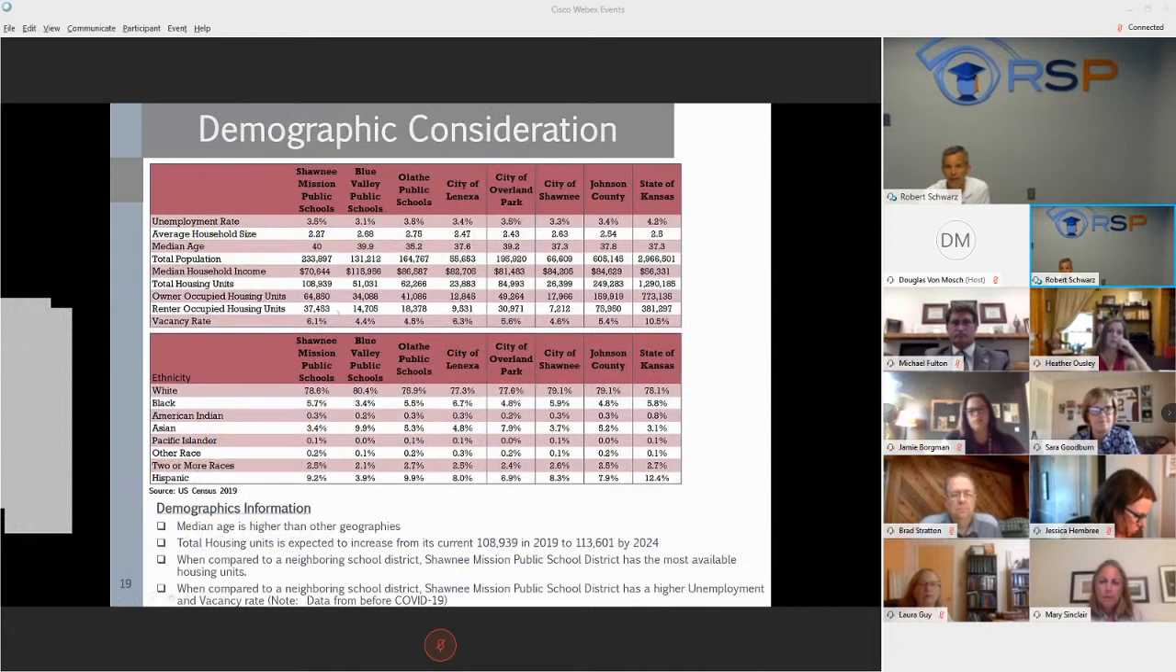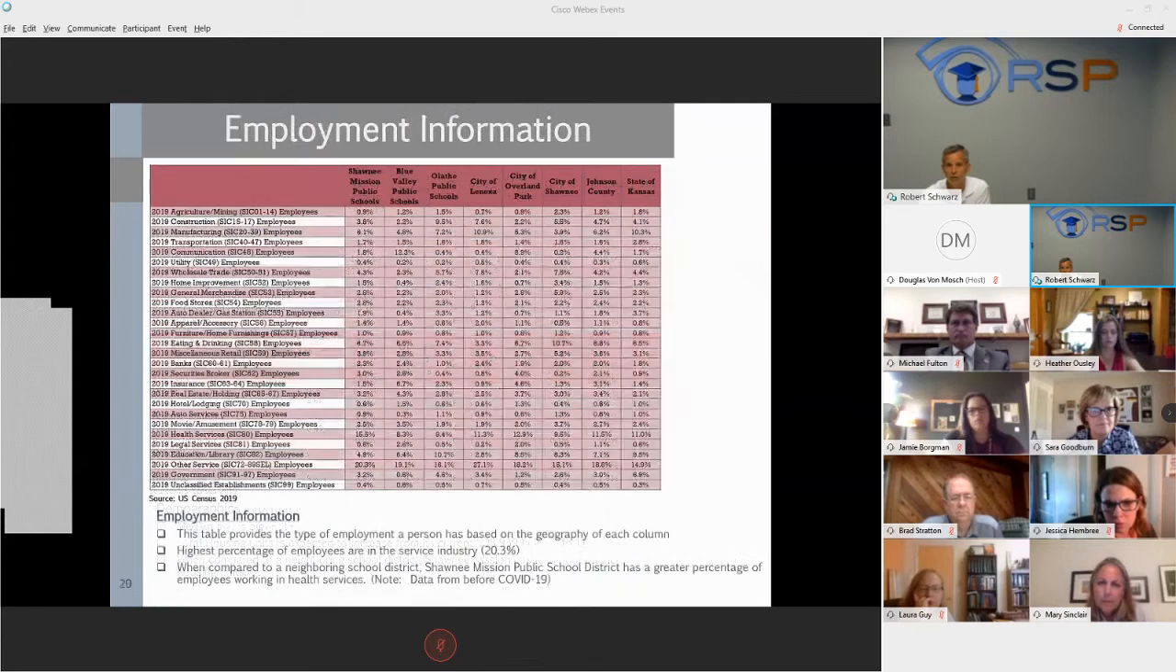We give you a breakdown for some understanding of what those variables would be in respect to other neighboring districts, like Blue Valley and Olathe, as well as the cities and the county. You can see how you relate with, let's say, ethnicity, or how you relate with the total number of housing units. So again, who's moving into your district? Other information as well gets into employment information.